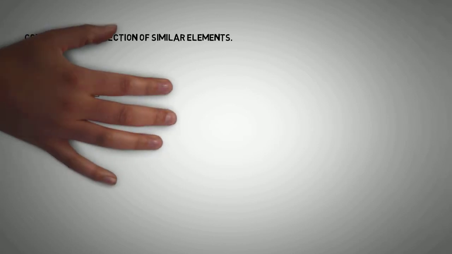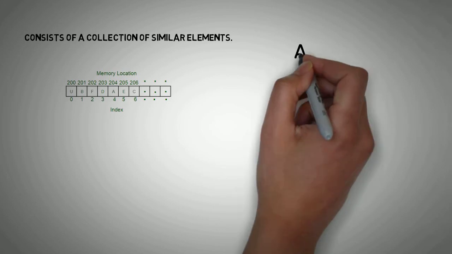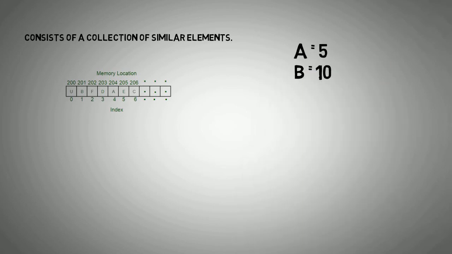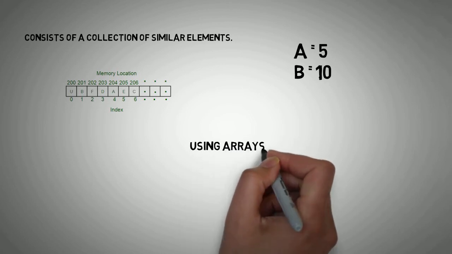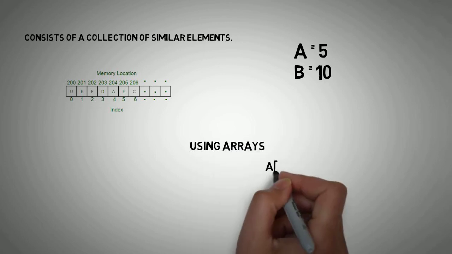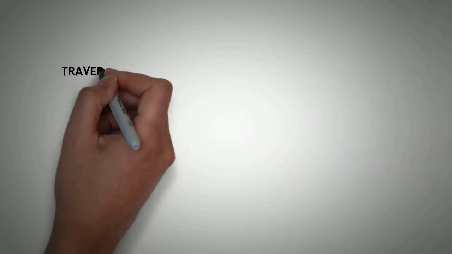For an example, you have to create two variables. In general, how will you initialize a equal 5 and b equal 10? By using array techniques, we can initialize this by the following. By using this array, we can make the code more efficient.